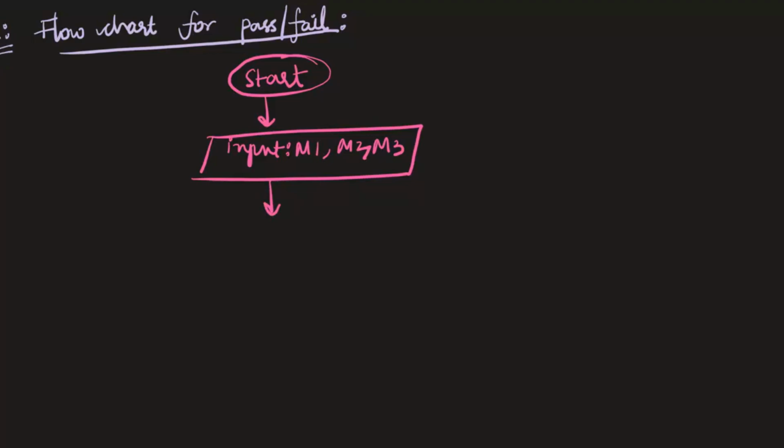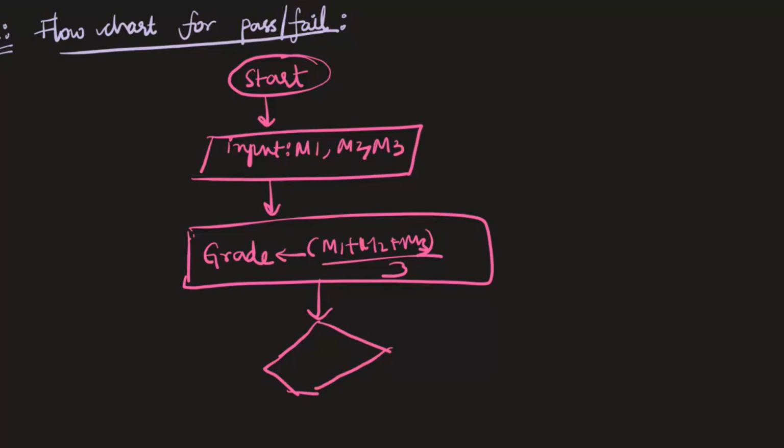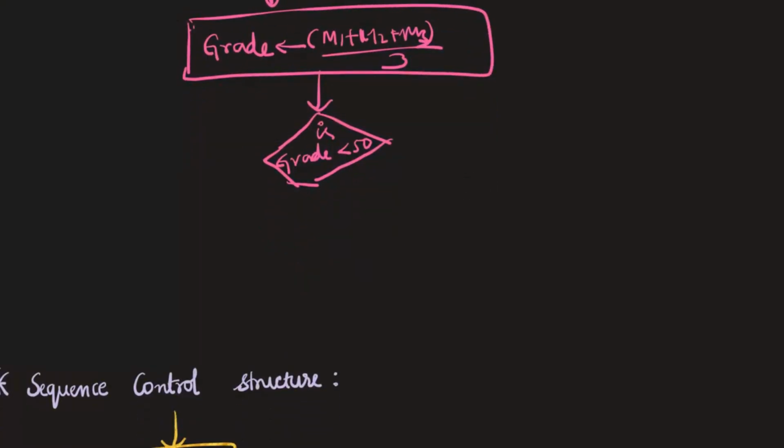Next comes the rectangle where we need to write our statement, to use the arithmetic operations. Grade, that is M1 plus M2 plus M3 upon 3. Next we need to take the condition. That means we need to take a diamond shape. Now here we need to write: is grade less than 50?